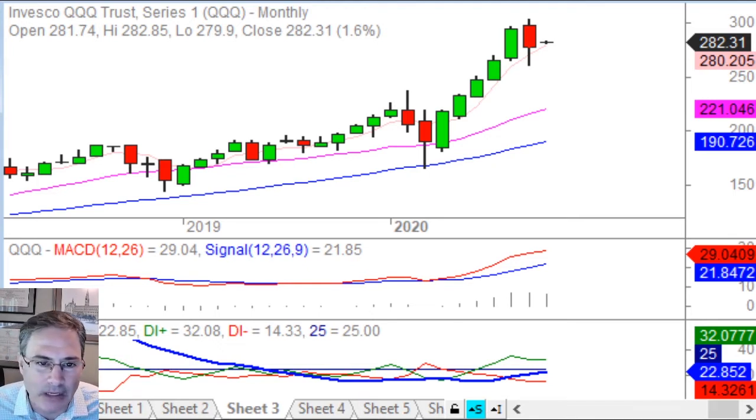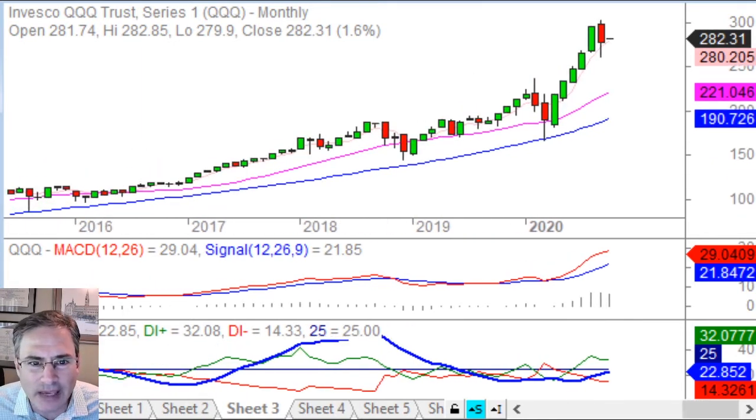So, would it be healthier if this kind of worked its way down and pulled back a little bit more or consolidated for another month? Yes. And I think there's a possibility it's going to play out that way. But I think you have to take it into context of what has taken place. So this was a negative bar. It was a down month. But if you look at it in relation to what's taken place, it looks kind of healthy to me right now.